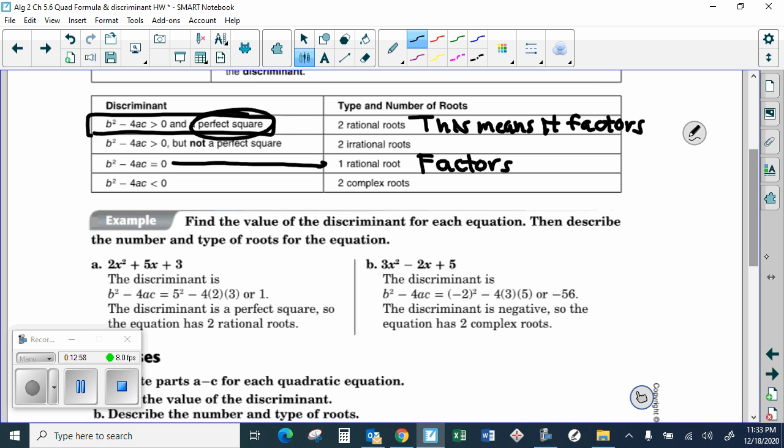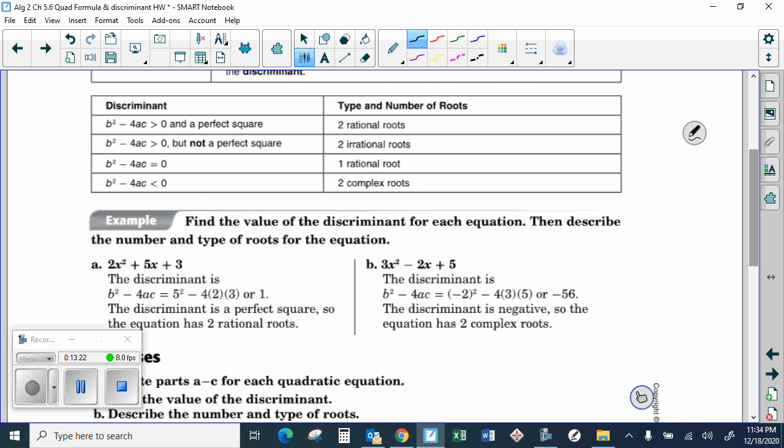I might throw it on if I had extra time. In an honors class, you can factor complex numbers, but it's not usually taught. So when I say it doesn't factor, it technically does if it's also a perfect square like number 1. If you want to learn how to do that on the side, you can come to EL, for example, or after school, if I'm available, and I'll teach you that.